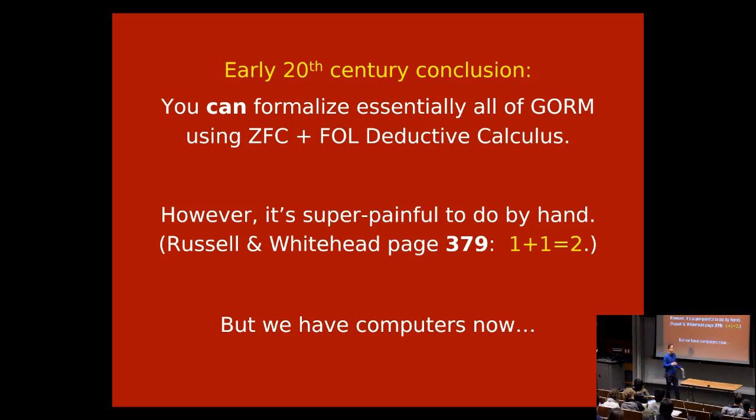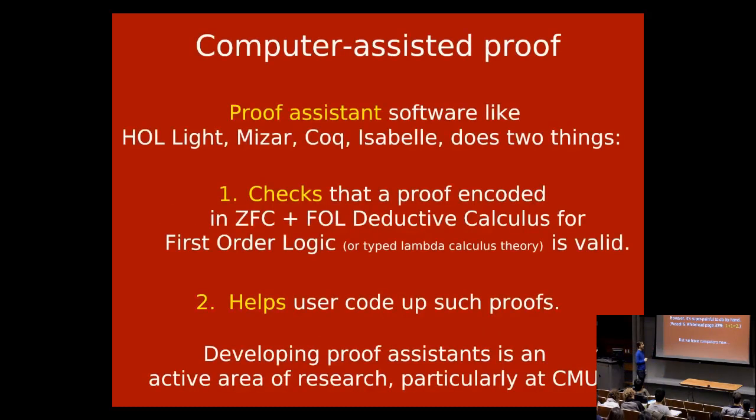We're actually at a very interesting time in mathematics. We're sort of right on the cusp of being able to actually formalize mathematical theorems. So there's this concept of computer-assisted proof, which is an active area of research, especially here at CMU, and involves building software that does two things, one simple thing and one more interesting thing. The simple thing is that it has a component that can just check a deduction written with the axioms of ZFC and the deductive calculus, check whether it's a valid deduction.